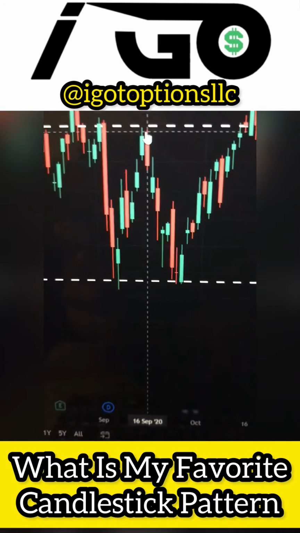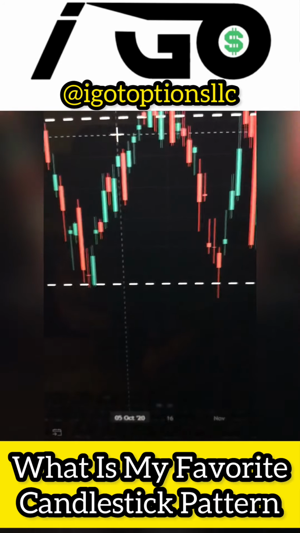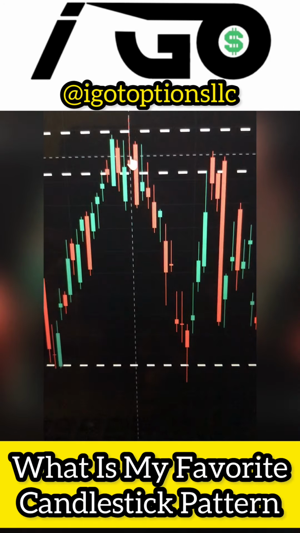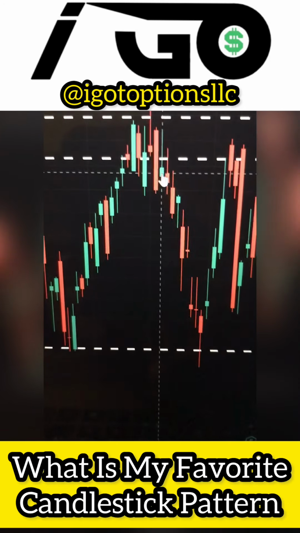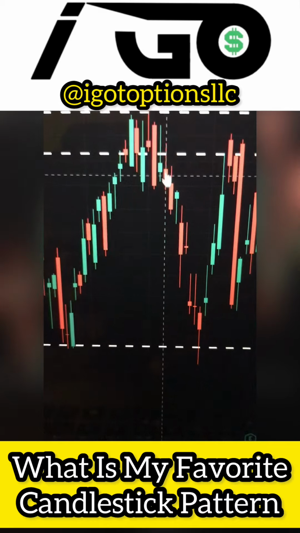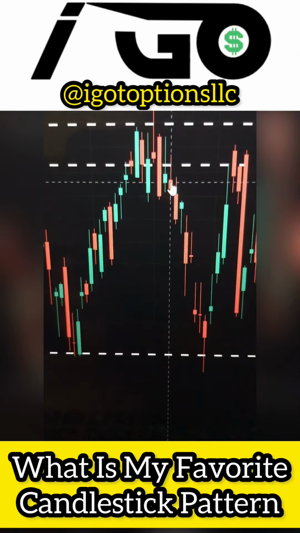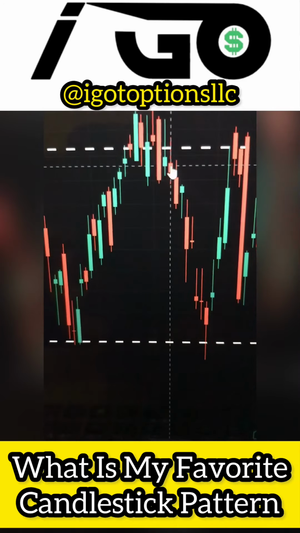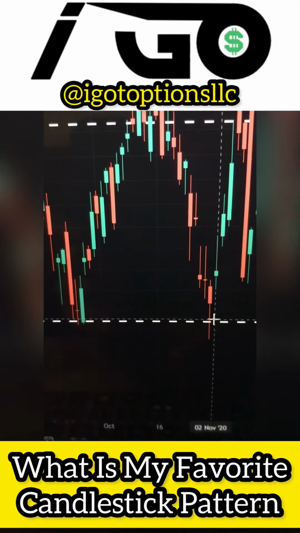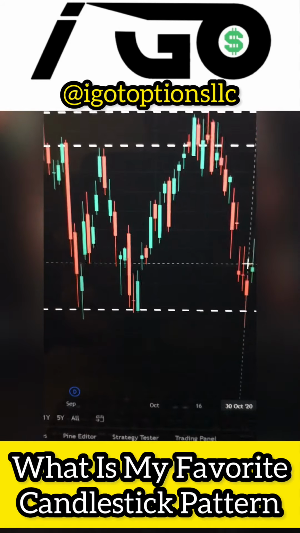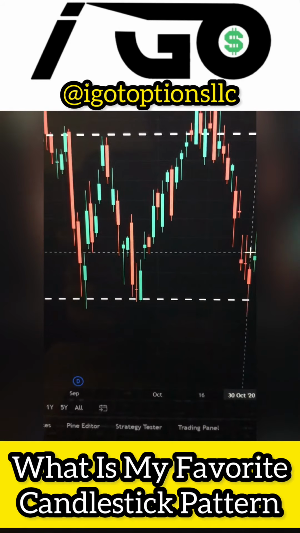Now, where do we see bearish pin bars? We see some bearish pin bars right over here. We see this nice pin bar right here, then the candle that followed that was another bearish pin bar, and after that was another bearish pin bar. So this was a nice sign of bearishness. If somebody were to swing some puts to the downside and sell them near this support level, they would have been in some nice profit. So this is why pin bars are my favorite candlestick pattern by far.